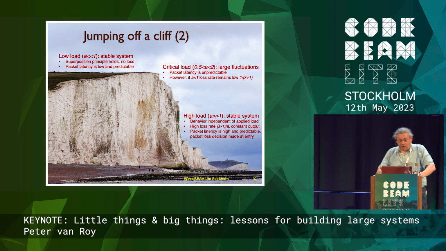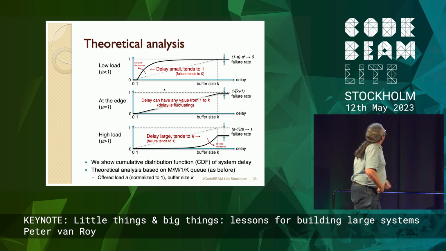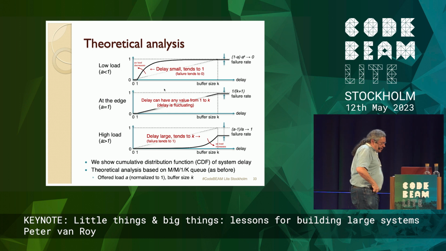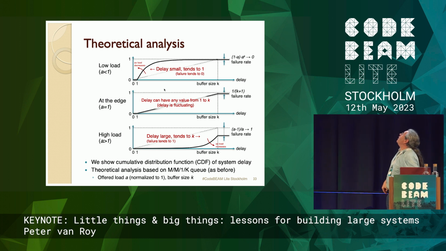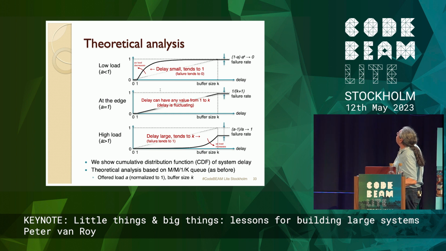So here's a technical analysis. This is derived from the equations of an MM1KQ, which I laboriously figured by hand. I think this is right, okay? If there's a mistake, you will tell me. So 3 cases: low load, at the edge, A equal 1, and high load. This is a cumulative distribution function of the system delay. The horizontal is the delay, and the vertical is the percentage: the percentage of packets that have delay less than or equal.